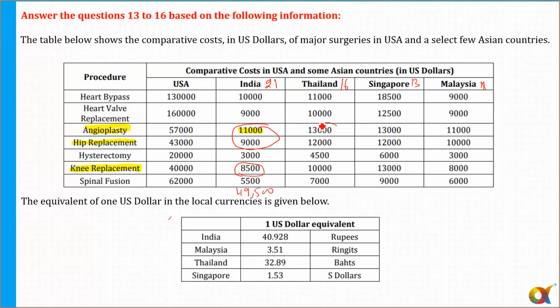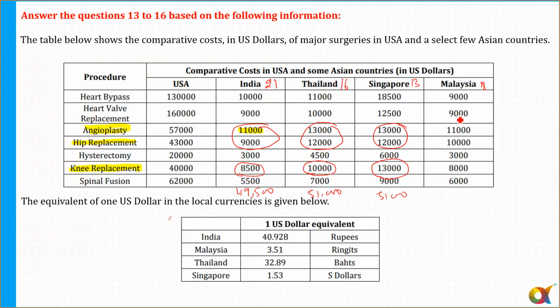Similarly, in Thailand, add these. 25 plus 10 is equal to 35, and 35 plus 16 is equal to 51. So 51,000. In Singapore, 13 plus 12 is 25, 25 plus 10, 35 plus 3, 38, and 38 plus 13 will again be equal to 51,000.